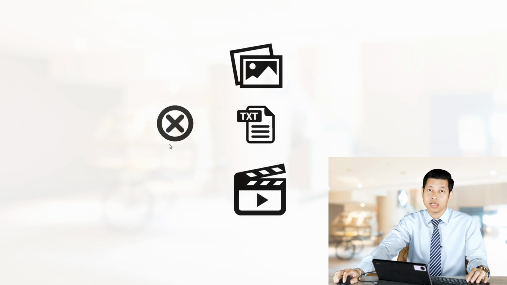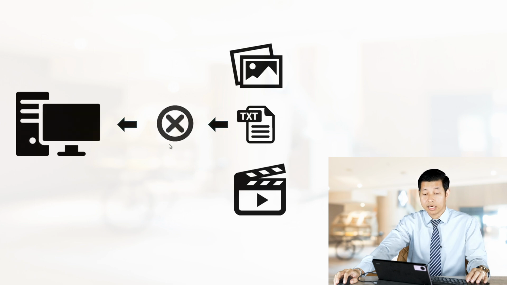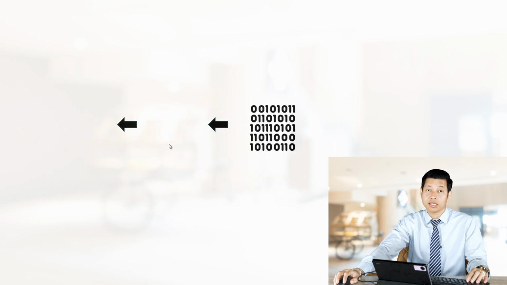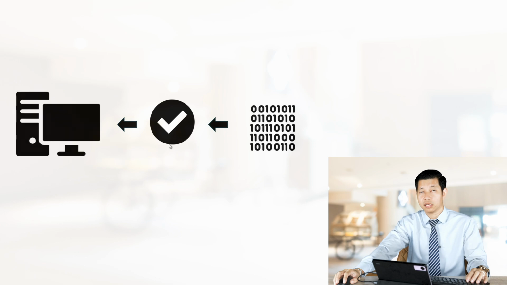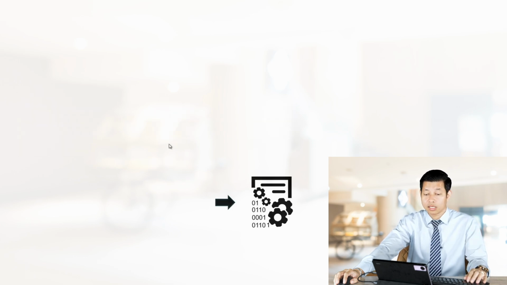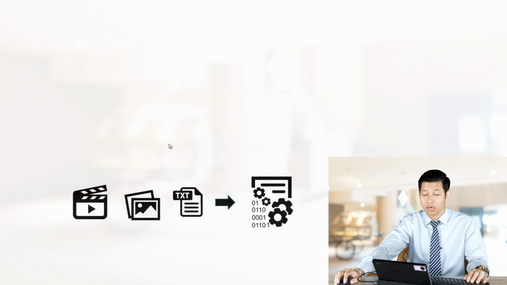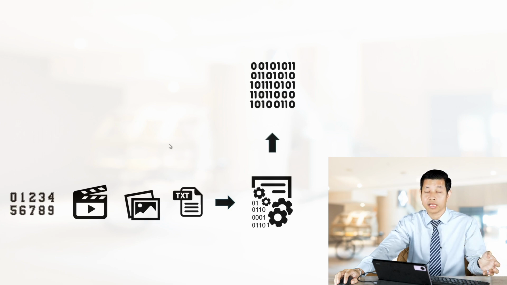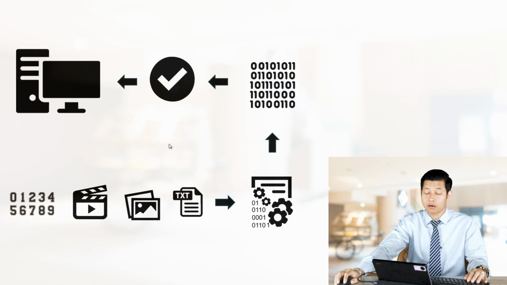One more thing, as we may already know, the computer does not understand or read text, images, and video directly. The computer only understands the binary language, which is only 1 and 0. The computer converts all the text, images, and video, even the data that we input as numbers, for example 1, 2, 3, 4, 5, to binary language 1 and 0 to understand it.